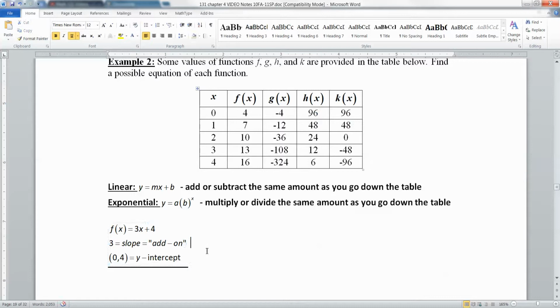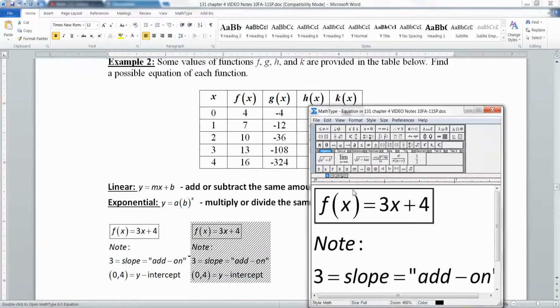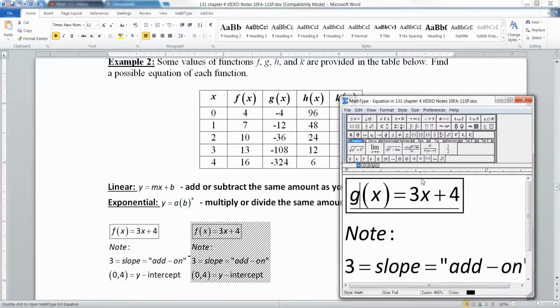Now we get to do it all over again. All right, let me box that. There we go. Let's do it again. Let's find g of x. g of x is not linear. You can tell it's not linear because it's not adding the same amount every time. If you get from -4 to -12, you'd subtract 8, right? But subtracting 8 again does not get you to 36. It gets you to 20.